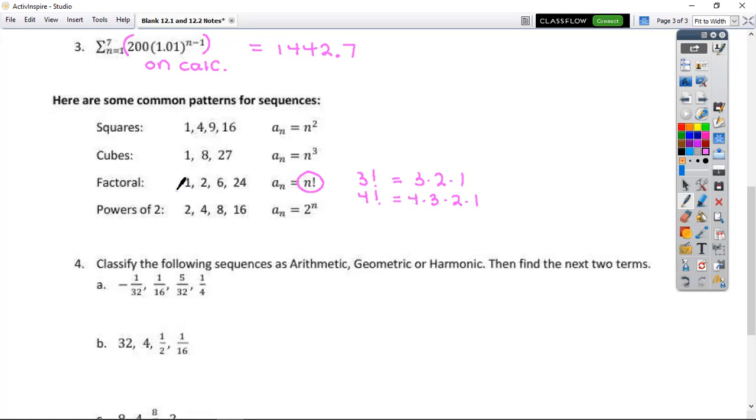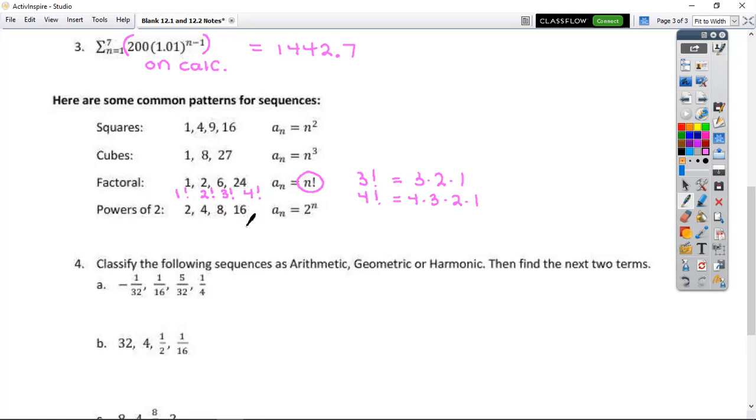So this 1 would just represent 1 factorial. The 2 would be 2 factorial because 2 times 1. Your 6 would be 3 times 2 times 1, and your 24 would be 4 times 3 times 2 times 1. So that is another pattern. That one's a little bit harder to tell just because you're probably least familiar with that. And then powers of 2 and then cubes as well.